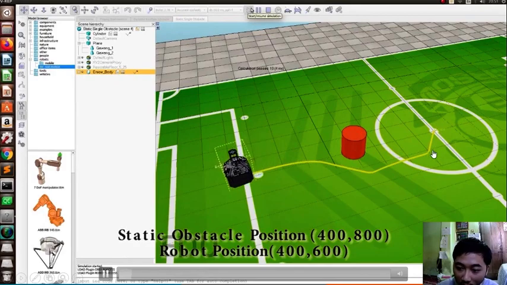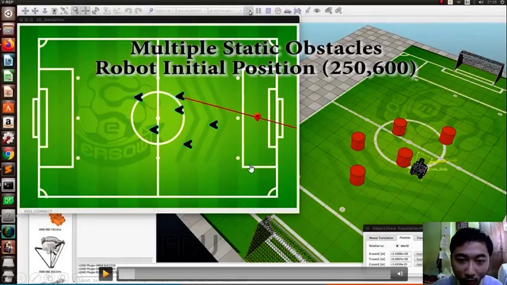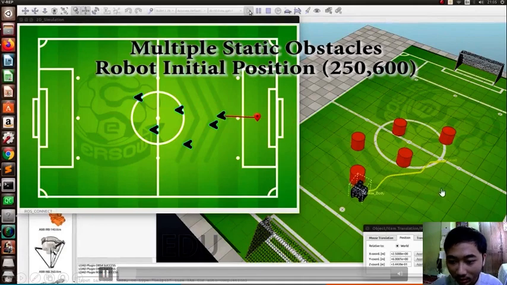Yes, then we change the obstacle like this. This is the multiple obstacle experiment. The robot's initial position is 250 and 600, here. So the robot has a position exactly here, and it has to change the path if there would be a collision. Yes, it just changes the path like this.